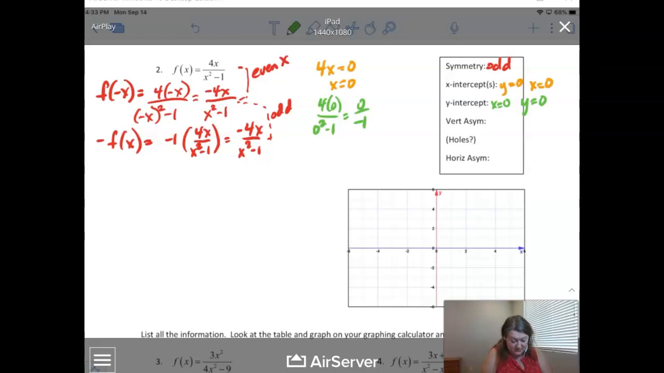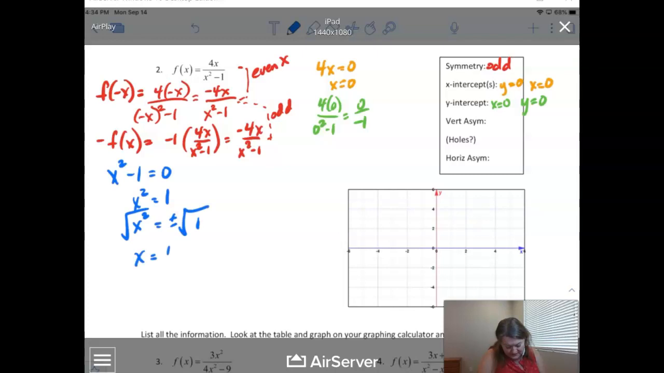Okay, vertical asymptotes. So for vertical asymptotes, remember, I'm looking in the denominator and setting it equal to 0. So x squared minus 1 equals 0. So I get x squared equals 1. Now remember, x squared means there's going to be two solutions, right? So if I put a square root around this, I have to remember to put a plus minus in front of the square root of 1. So I'm going to get x equals plus or minus 1. So I have two vertical asymptotes. I have x equals negative 1 and I have x equals 1.